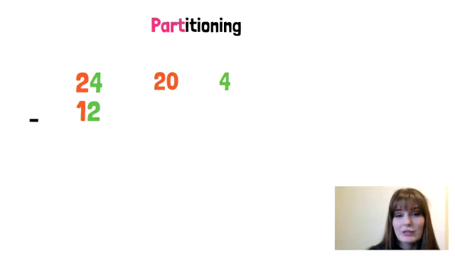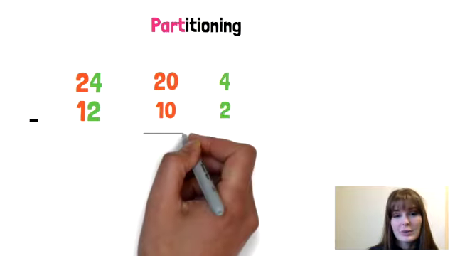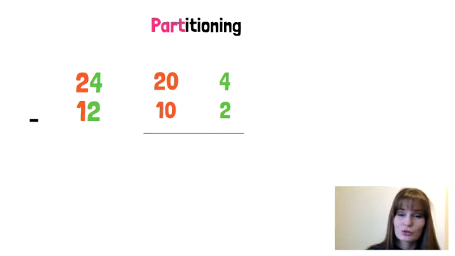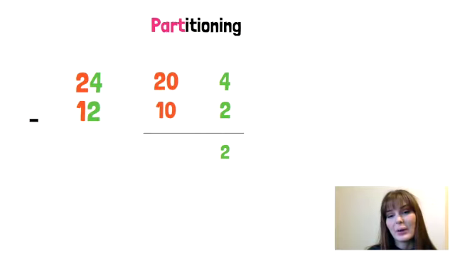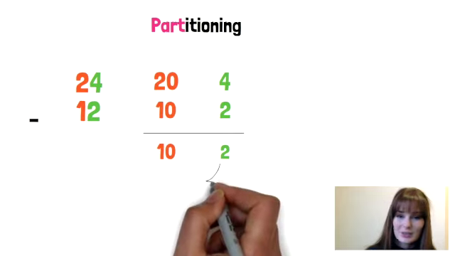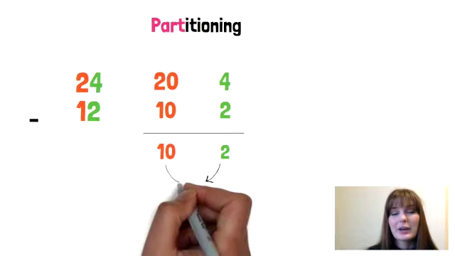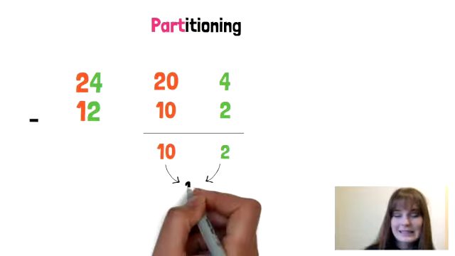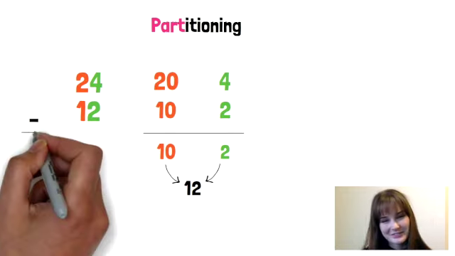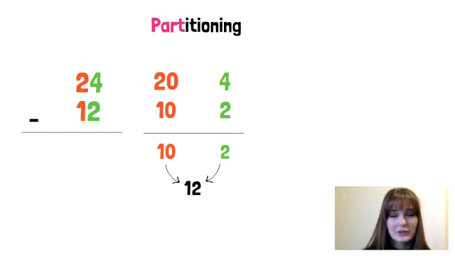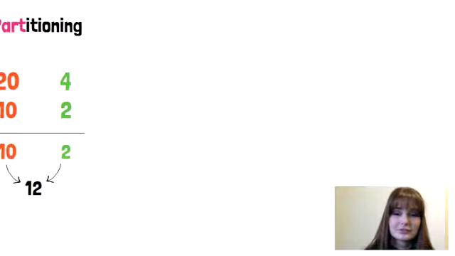So in 24 I have a 20 and a 4, so 2 tens and a 4. In 12 I have 1 ten and a 2. Now all I need to do is take away in each place value. So 4 take away 2 is 2, 20 take away 10 is 10. Now I put my number back together because I partitioned it out, so 10 and 2 is 12. So 24 take away 12 is 12.